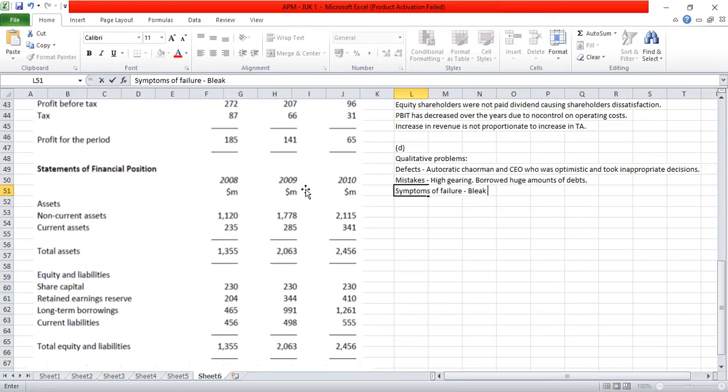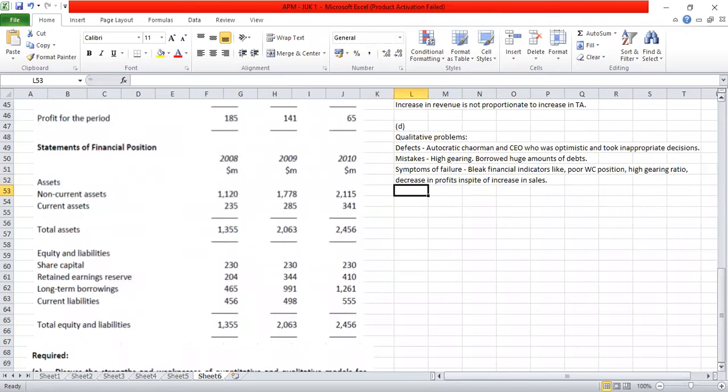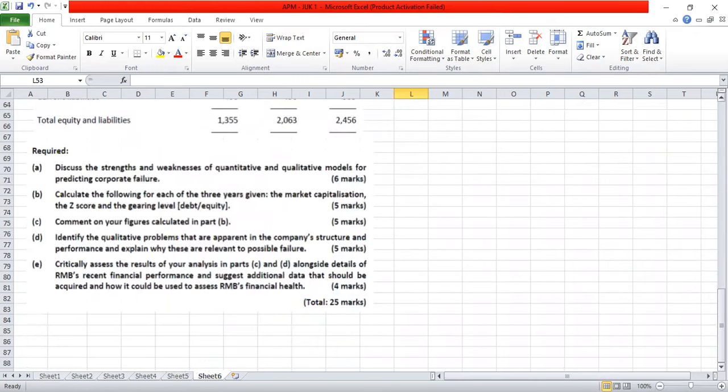Then bleak financial indicators, like poor working capital position, high gearing ratio, decrease in profits in spite of increase in sales, etc. So you have to comment upon what financial indicators were present there, but they failed to look at that. Okay, so talk about that. That's for 5 marks.